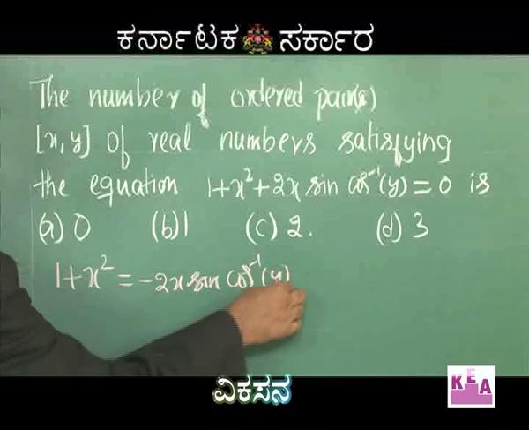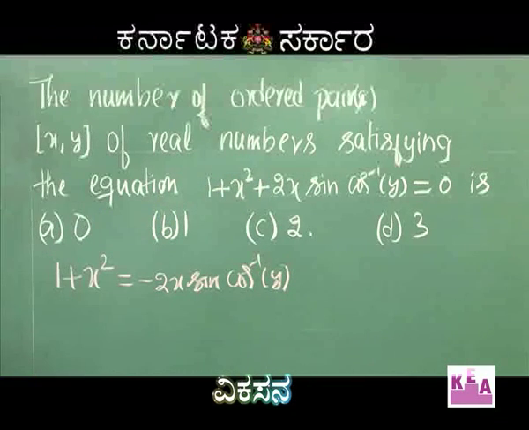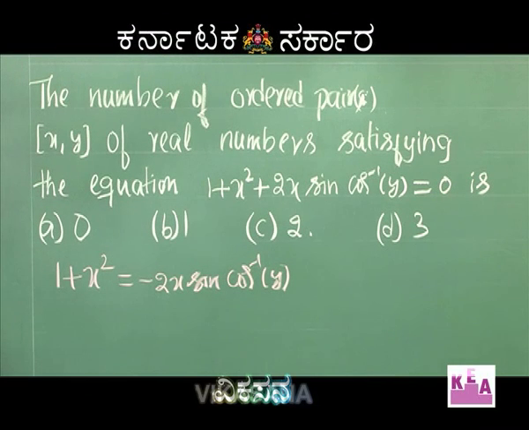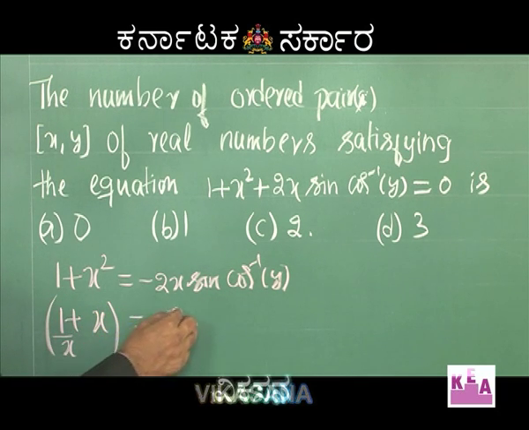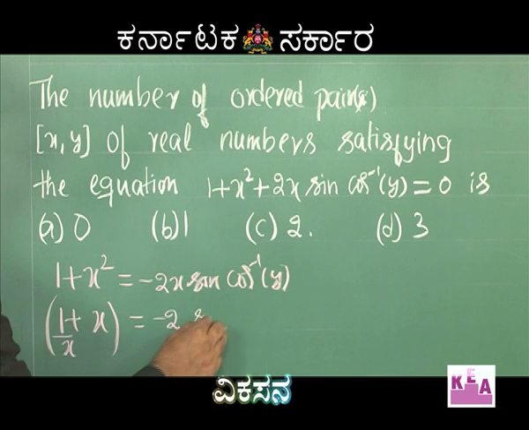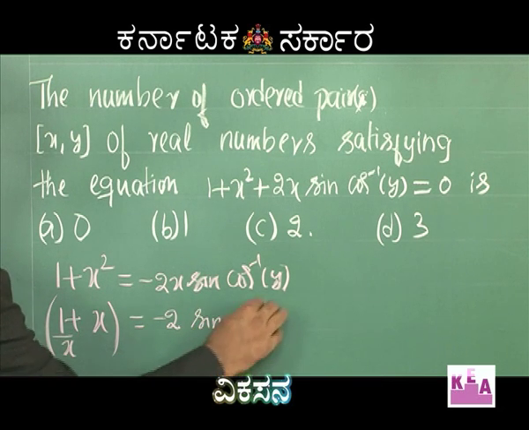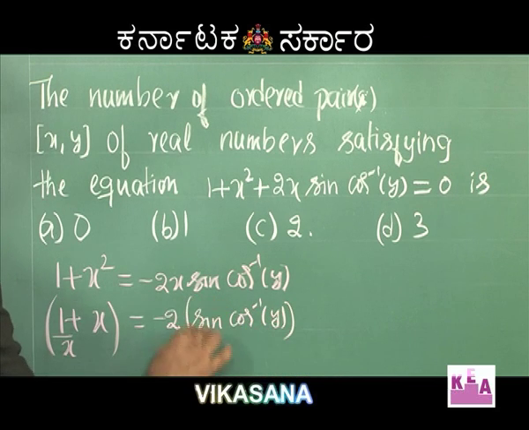Don't ask me how did you get this. I just shifted 2x sine of cos inverse of y to right hand side. We got it as negative. Now divide by x both the sides. If we divide by x, what happens? 1 plus x square by x, I can write it as 1 by x plus x, that is for the left hand side, is equal to minus 2 times sine of cos inverse of y. Do you agree with me?